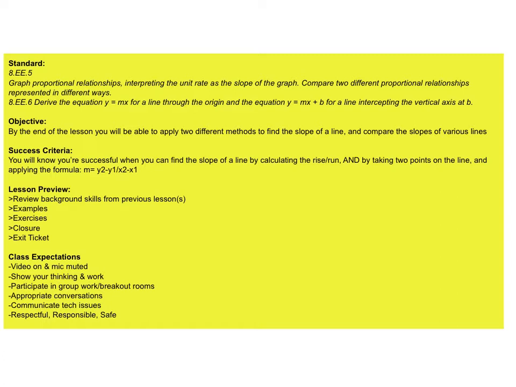By the end of this lesson, you're going to be able to apply those two different strategies again to find slope. You'll know you're successful when you can use the rise over run strategy and the formula for slope, y2 take away y1 over x2 take away x1. We're going to do some review, examples, exercises, close your next ticket, and as always, please keep in mind our class expectations and follow those accordingly.